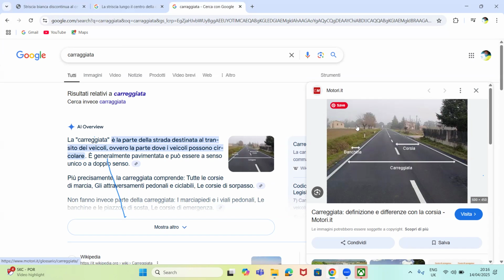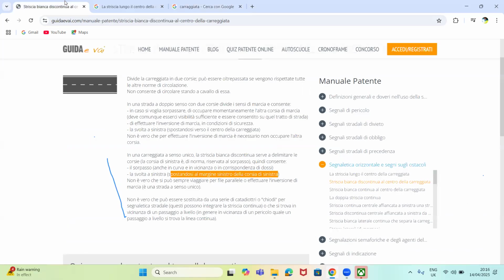This is the situation of senso unico. I also ask a question here. Spostandosi al margine sinistro della corsia. They say you should stay very close to the left margin of the lane, of the carreggiata, so you can be able to turn.